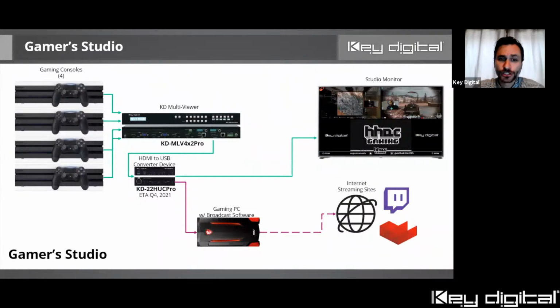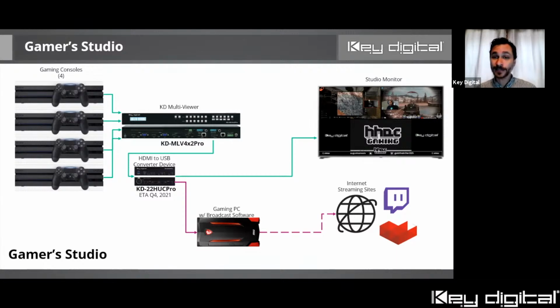Or how about the gamer studio? Well, here it's not quite as simple as just bringing four gaming consoles in and sending it to a monitor. You need to go through an HDMI to USB converter device, which then outputs that quad or that custom layout, right? It outputs it as USB, so you can feed it into your gaming PC as a USB camera. And that gaming PC uses Twitch, YouTube Gaming, etc., to stream what's happening to the internet. So then you can broadcast this for anyone to view over the world.